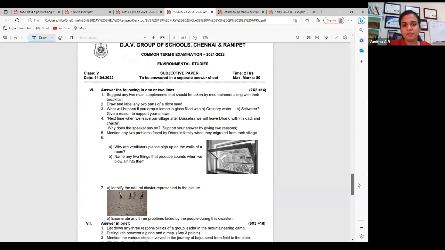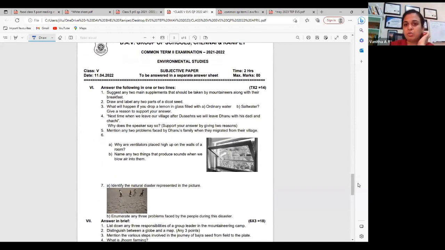So next, again we have 2 marks, and then we have 3 marks, and then we have 5 marks. So I'll just give you some insight into one of the questions here. This is a line which is taken out from the textbook. A line from the textbook: Next time when we leave our village after Dussehra, we will leave Danu with his Dadi and Chachi. So this is a line taken from the book.